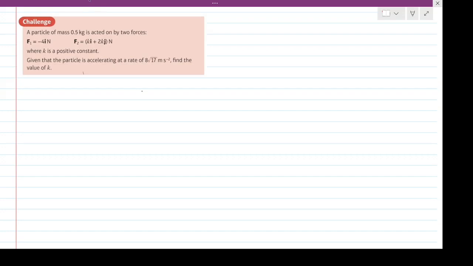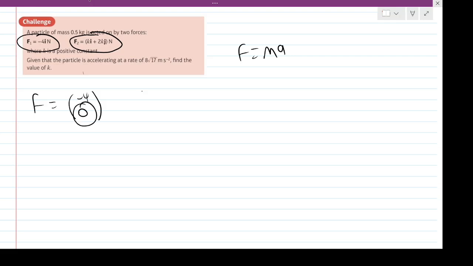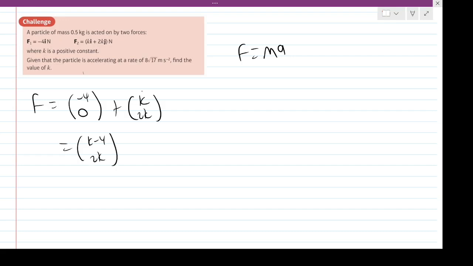So again, we're going to use F is equal to ma. Well, firstly, we got 2 forces, so we need the resultant. So F is going to be these 2 numbers. So F1 is minus 4i. So it's going to be minus 4, but there's no j, so it's 0. So it's just minus 4, 0. Make sure you're comfortable with that. That looks a bit weird, that force. You might expect it to look like this, but there's no j part. So the j part is 0. So that's the force 1, and the second force is Ki and 2kj, so k and 2k. If we combine that, we get k minus 4 and 2k. There we are.